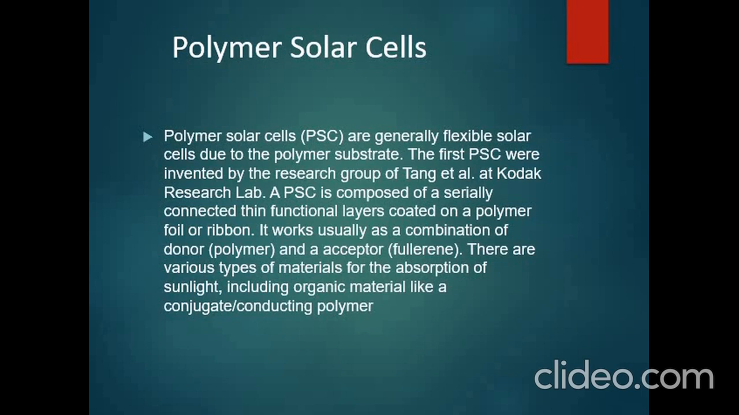Polymer solar cells are generally flexible solar cells due to the polymer substrate. A polymer solar cell is composed of serially connected thin film functional layers coated on a polymer foil or a ribbon. It usually works as a combination of donor and acceptor. There are various types of material for the absorption of sunlight, including organic materials like conjugated and conducting polymers. Now we come to dye-sensitized solar cell.